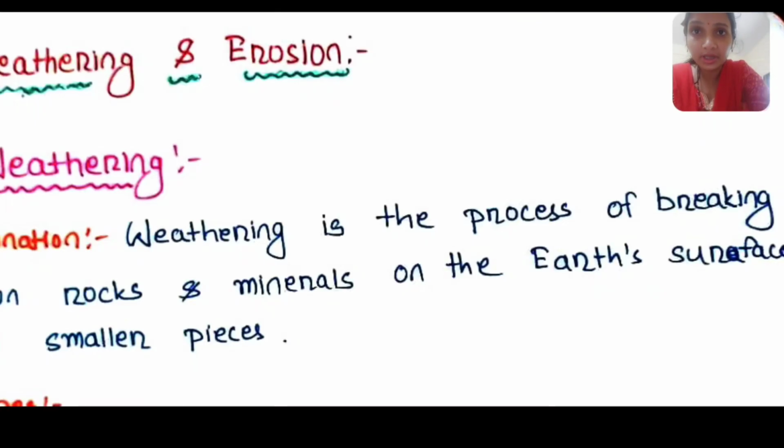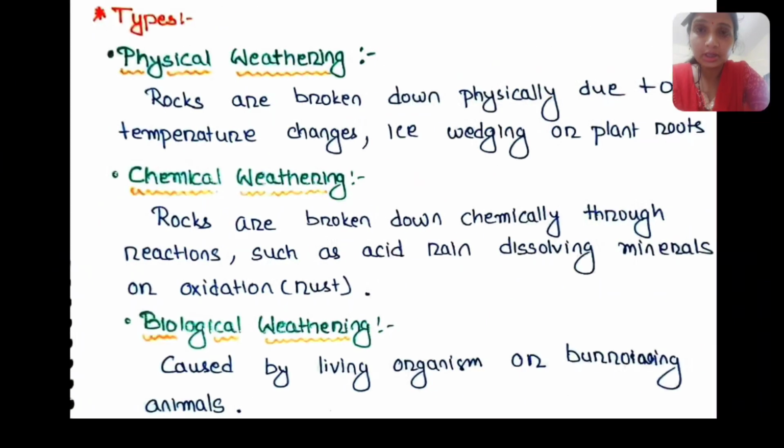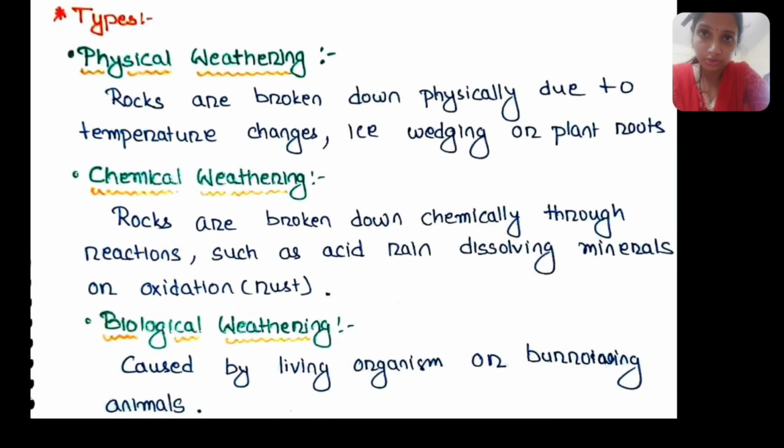First we will see what weathering is. Weathering is the process of breaking down rocks or minerals, and it can break the rocks and the minerals into very small pieces. So this is weathering. Weathering can take place through three processes: physically, chemically, or biologically.